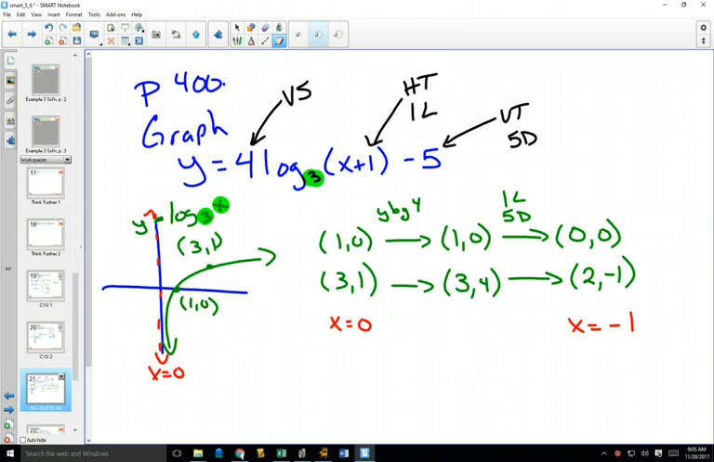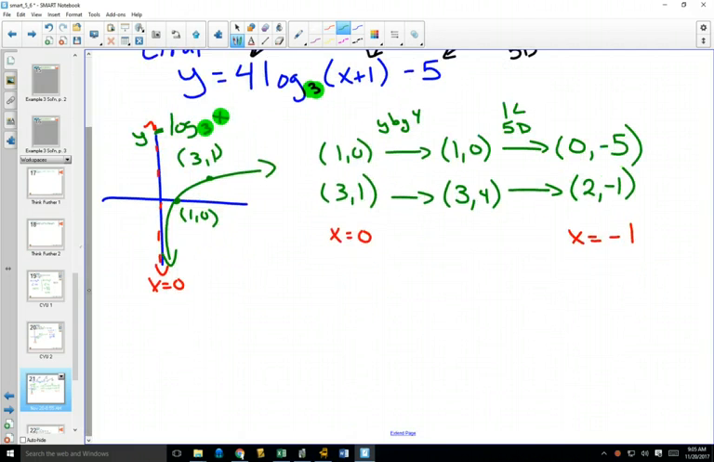Yes, it should be 0, -5. Thank you. Yeah, I just moved it 1 left, but forgot to move it 5 down. And so now that we've got our points, we would have realized that mistake when we went to graph it.